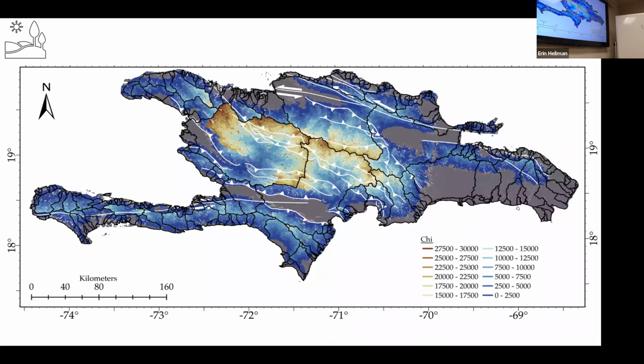So I think that's pretty cool to think about how these basins are going to evolve through time. So they're going to be eaten away because you have steeper streams coming in and taking over that divide and shifting it further to the south.